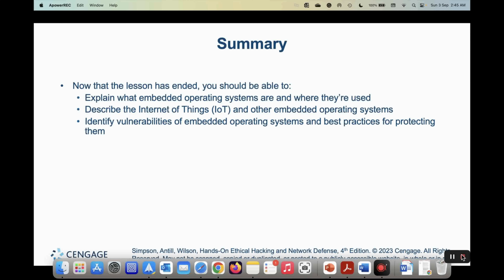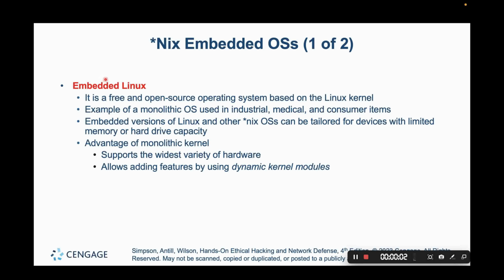Now let's talk about the next embedded system, embedded Linux. We know it's free and open source and can be found in industrial, medical, and consumer items. And there are many embedded versions of Linux and other Unix or *nix operating systems designed specifically for devices with limited memory or hardware capacity.